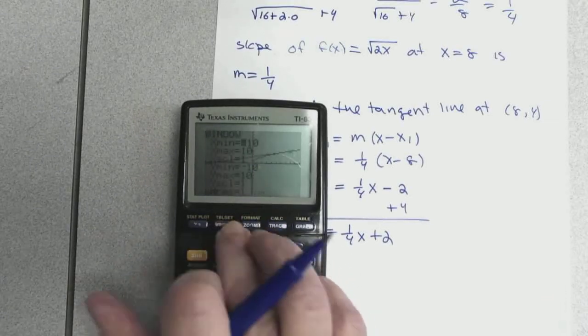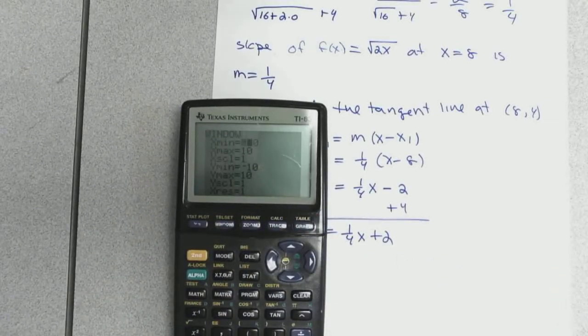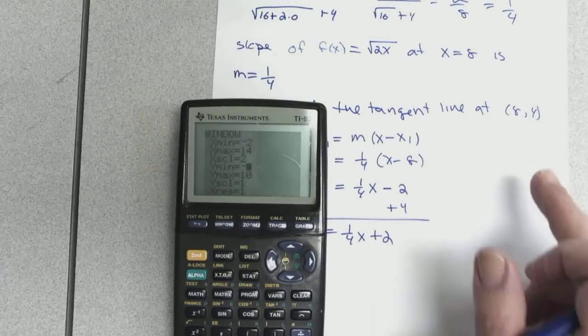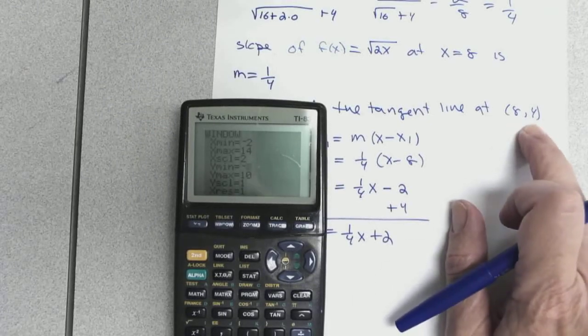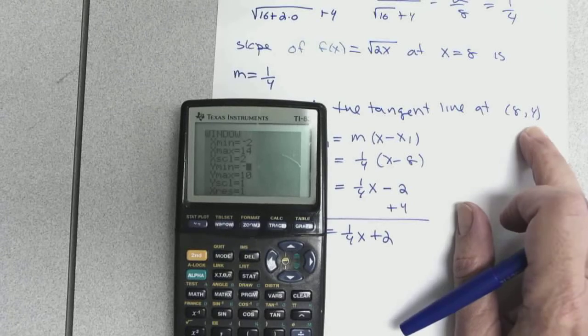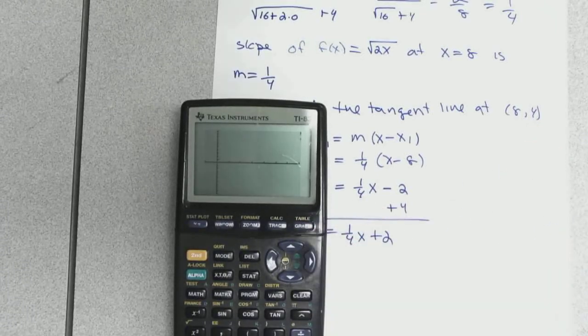I'm going to set my window, instead of going all the way to -10, I'm going to go to -2, just because we can do things by 2. We were doing 8, so I'm going to go a little bit farther than 10. Maybe I'll go to 14, and I'll count that off by 2s. Everything was in the first quadrant, really, so I'll go -1. And my point here was 8, 4. Yeah, I'll leave it at 10. And then we'll hit graph, and we'll see what we get.